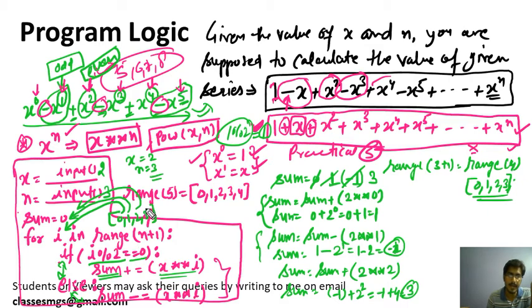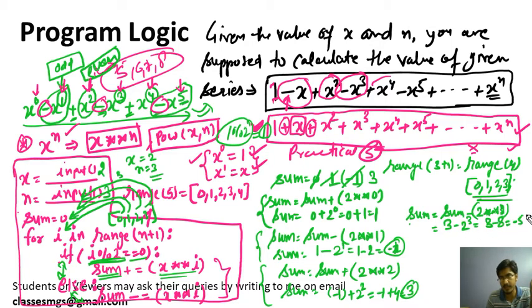Now the i value will become 3, and in that case what will happen? This is an odd number, not divisible by 2, so it will execute the else part and it will subtract. So the formula will become sum equals sum minus 2 star star 3. The sum value is already 3, minus 2 raised to power 3, that is 3 minus 8, which equals minus 5. So the answer will be minus 5 if you are computing the series with 2 and 3 given as input. Okay, so keep this in mind.